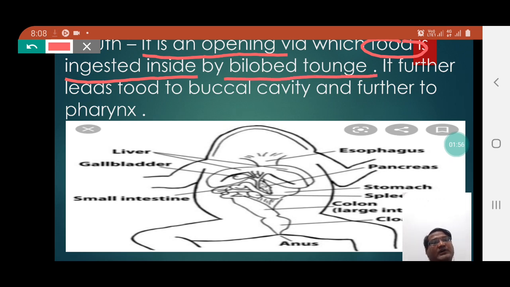Students, here bilobed tongue actually is the tongue which is divided into two lobes. So this kind of tongue is called bilobed tongue. Here you can see the first lobe and here you can see the second lobe. That is why it is called bilobed tongue, that is, the tongue is bifurcated into two parts. It further leads food to buccal cavity.